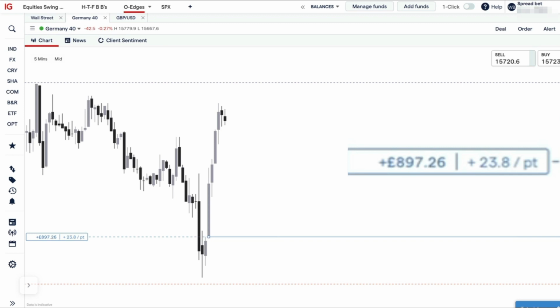I can see that we're fast headed towards target now, which is great. We're up by about £900 of profit so far. I think it's about $1,200 or something like that. But we're not quite at target yet. And as you guys can see, price has just started pulling back a little bit.